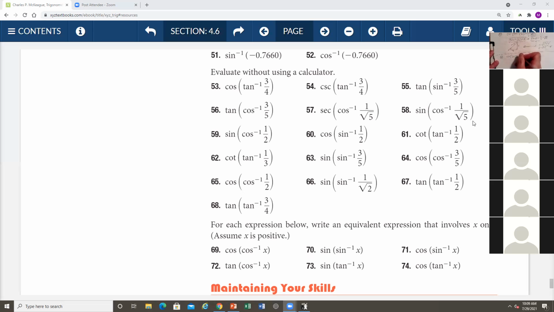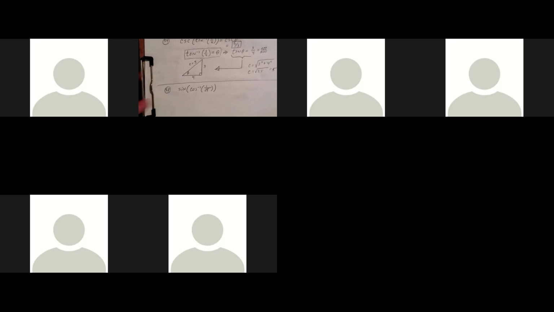When you take the inverse cosine of 1 over the square root of 5, you're going to get back an angle. So in order to evaluate this problem, we're going to let theta be equal to the argument of the sine function. Let theta be equal to the inverse cosine of 1 over the square root of 5. Therefore, that implies that the cosine of this angle theta has to give you 1 over the square root of 5.